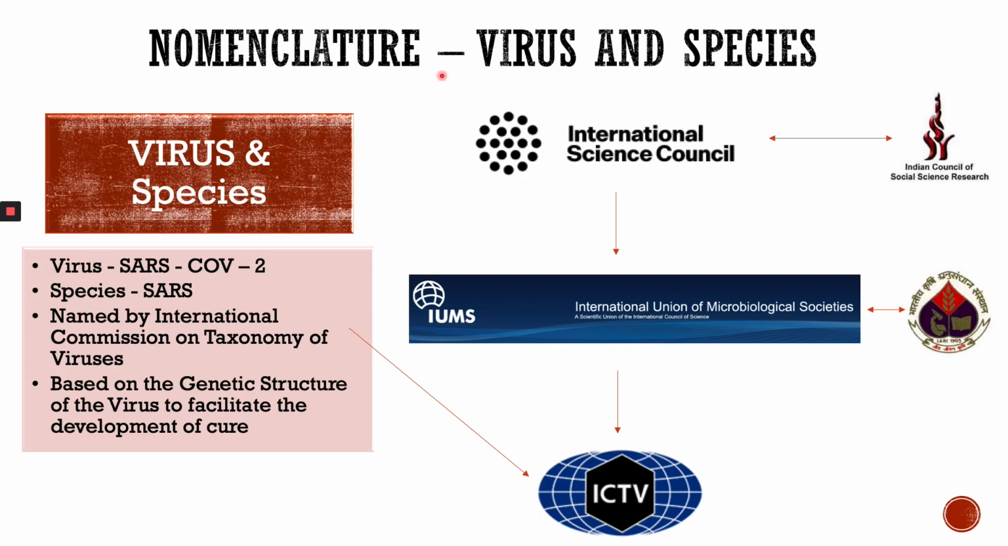Let's first understand the nomenclature of the viruses and species. The virus is called SARS-CoV-2, Severe Acute Respiratory Syndrome Coronavirus 2. This name is based on the genetic structure of the virus to facilitate the development of cure. You will wonder why the virus is named so complex. It's because it serves a technical purpose.